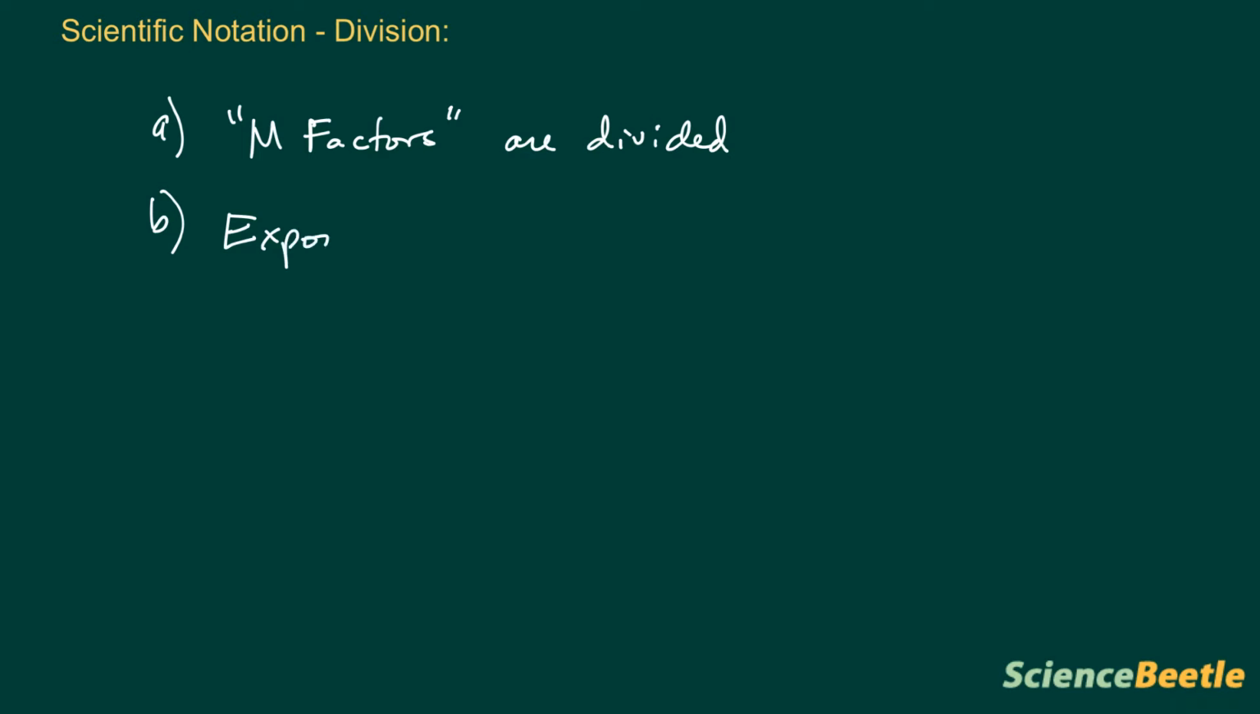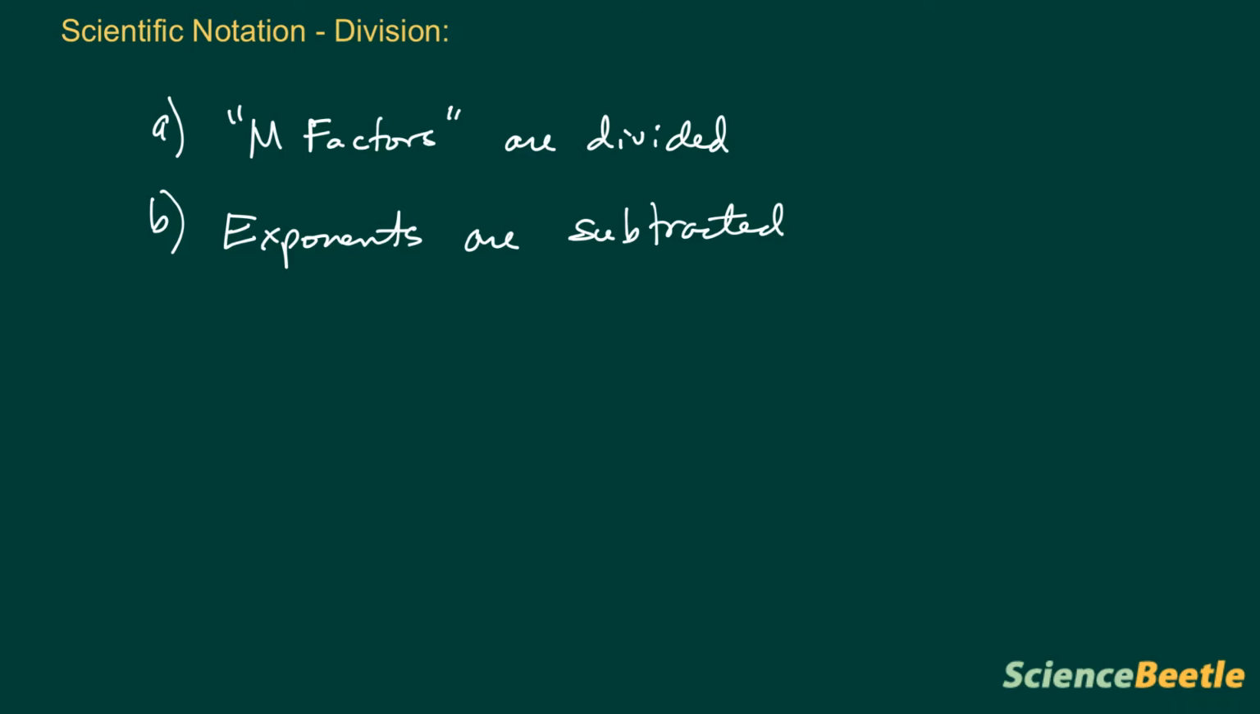All right, so again, let's recall some general rules that we need to keep in mind as we engage this discussion. The first thing you have to remember is that the M factors are going to be divided in this process. And the second thing you need to remember is that the exponents are going to be subtracted. Let's look at some examples of what we mean.